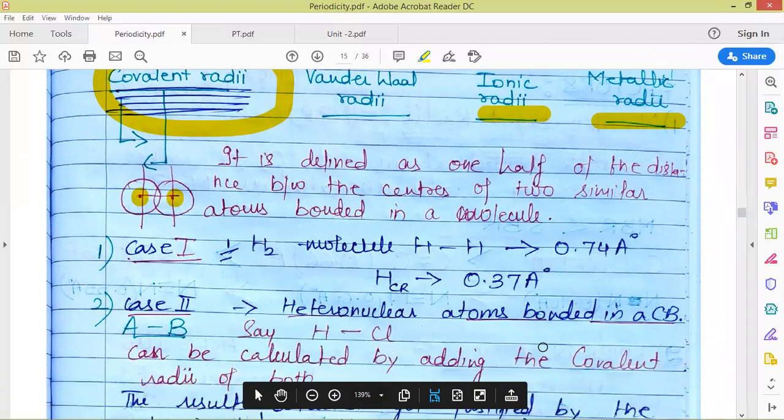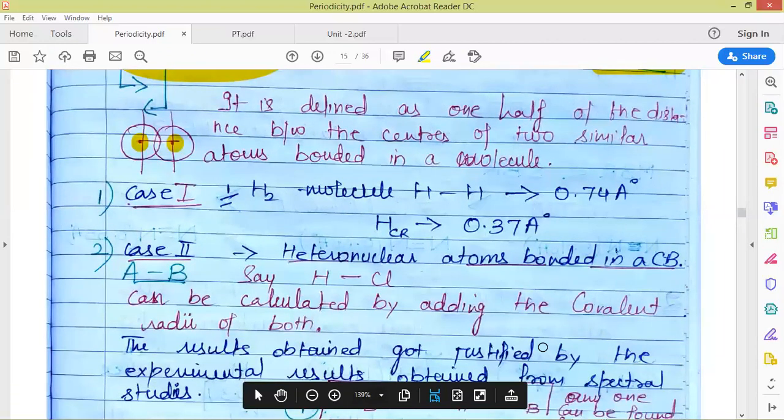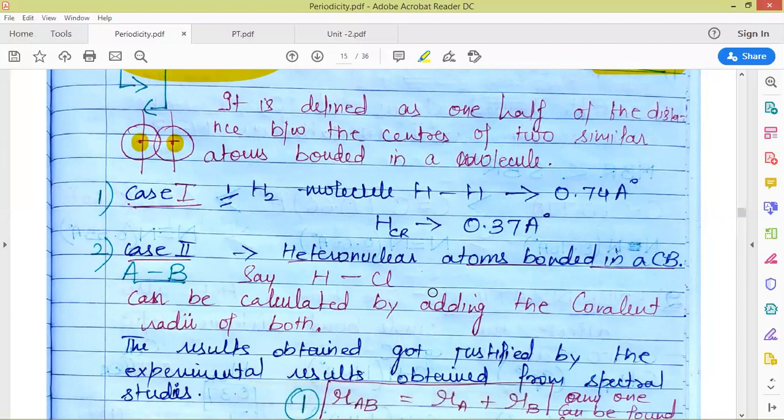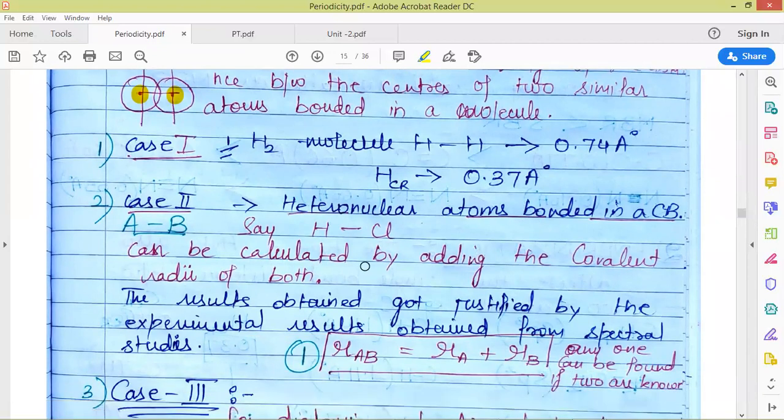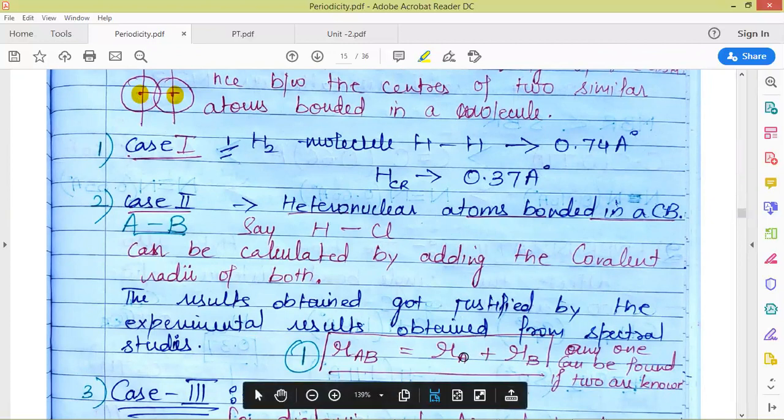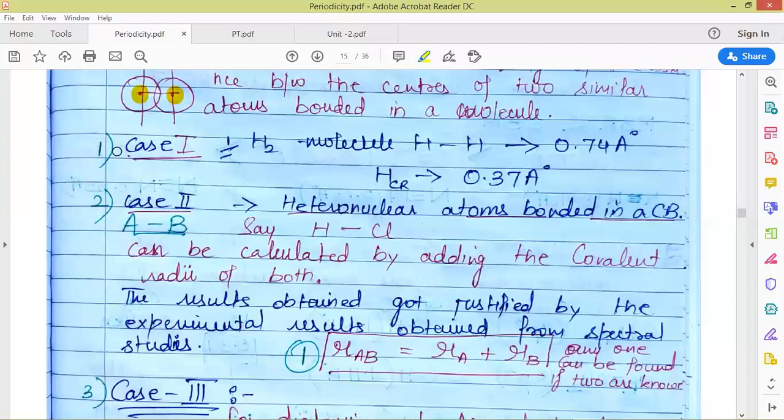Now the second case for covalent radius is if the two atoms which are bonded together are heteronuclear. That means they belong to two different elements. Then what is going to be the covalent radius? In that case, the bond distance is measured by adding the covalent radii of both. The individual covalent radii are measured in their diatomic molecules. Say we'll take diatomic molecules of H2 and Cl2 separately.